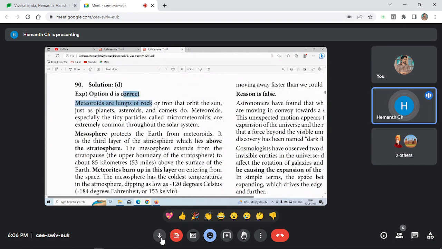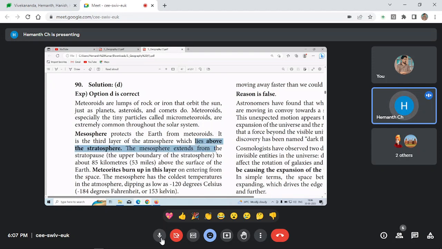Meteoroids are lumps of rocks or ions that orbit the sun just as planets, asteroids, and comets do. The meteoroids, especially the tiny particles called micrometeoroids, are extremely common throughout the solar system. Mesosphere protects the Earth's atmosphere from the meteoroids. It is the third layer of the Earth's atmosphere, which lies above the stratosphere.